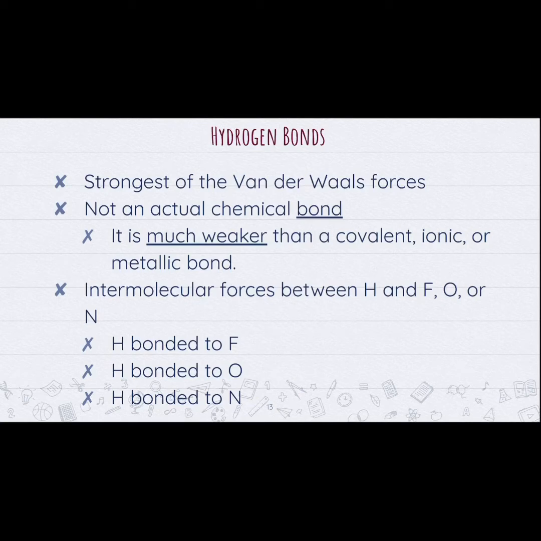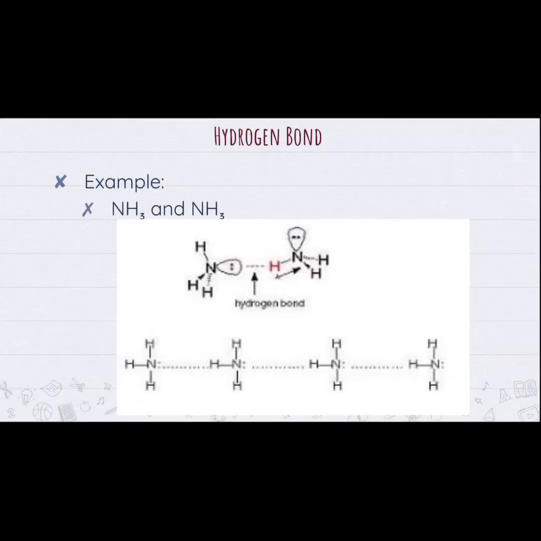Lastly, I have hydrogen bonds. This is the strongest of the 3 van der Waals forces that we're talking about. It's not an actual chemical bond, so it's going to be much weaker than our covalent, ionic, or metallic bonds. These are an intermolecular force that's between a hydrogen and a fluorine, oxygen, or nitrogen. So it could be a hydrogen bonded to fluorine, hydrogen bonded to oxygen, or hydrogen bonded to nitrogen.